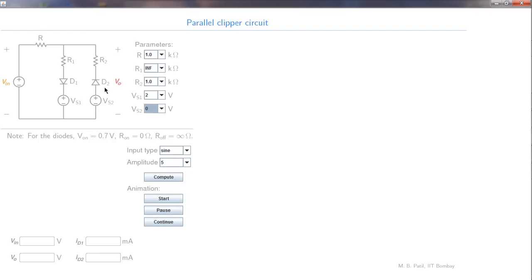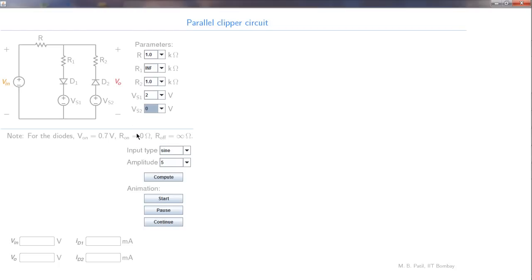And now D2 will conduct if Vi is less than minus 0.7 volts. So therefore the breakpoint is given by Vi equal to minus 0.7 volts. When Vi is less than minus 0.7 volts, a current will flow like that, and you should derive the VO versus Vi relationship in that case and show that the slope would be given by R2 divided by R plus R2. When Vi is greater than minus 0.7 volts, D2 will not conduct, no current, and therefore this voltage drop is 0, and then VO would be equal to Vi.